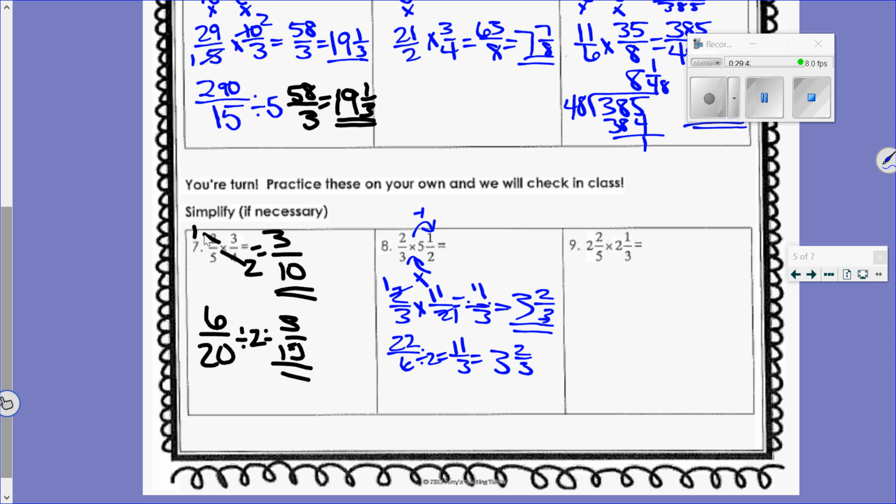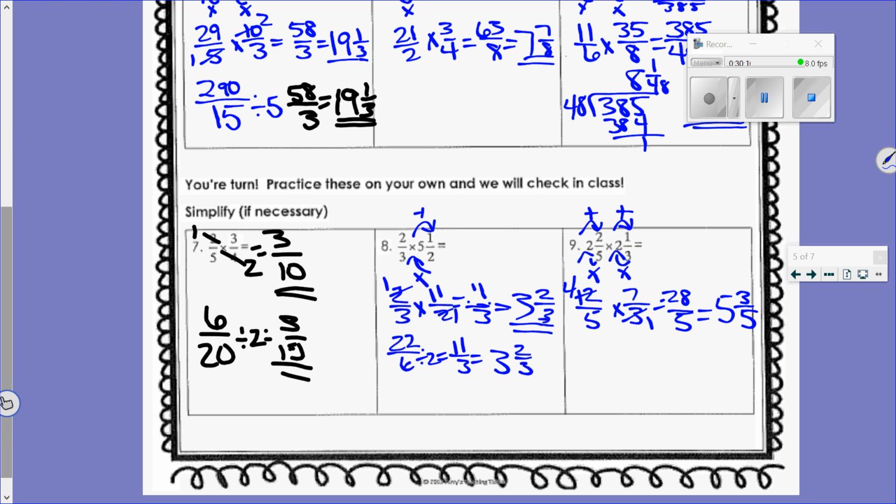Our last one is probably the best one for our reductions. So we have a double slam dunk on this one. Gives us 10 plus 2 is 12, over 5 times 3 times 2 is 6 plus 1 is 7 over 3. Reduction, I've got that 3, so 3 divided by 3 is 1, 12 divided by 3 is 4. 4 times 7 gave me 28. 5 times 1 gave me 5. 5 is going to go in 5 times with 3 left over.